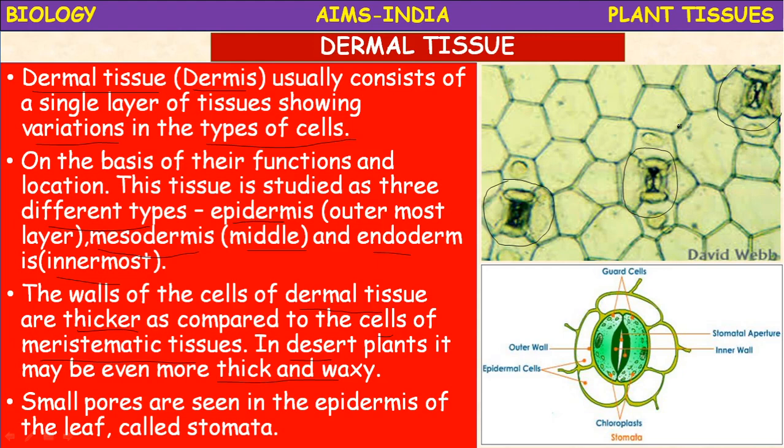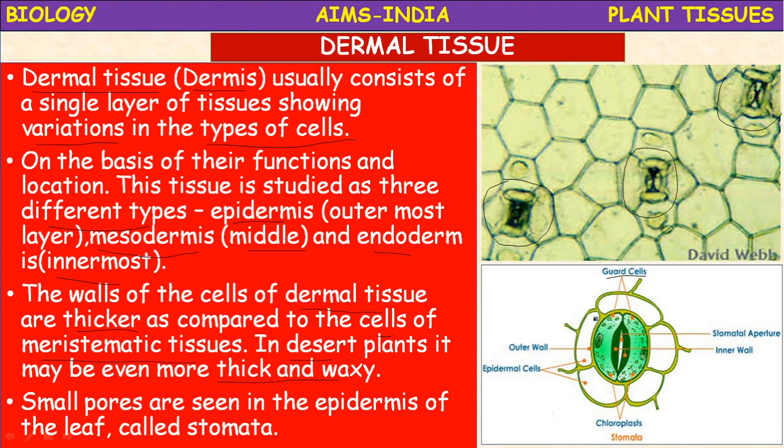What are they? Epidermis, mesodermis and endodermis. The walls of the dermal tissue are thicker as compared to the cells of the meristematic tissue. In desert plants, it is thick and waxy. There are small openings present. They are called stomata. They are enclosed by kidney shaped cells, so they are called guard cells. The kidney shaped cells present in the stomata, how many? Two. They are called guard cells.